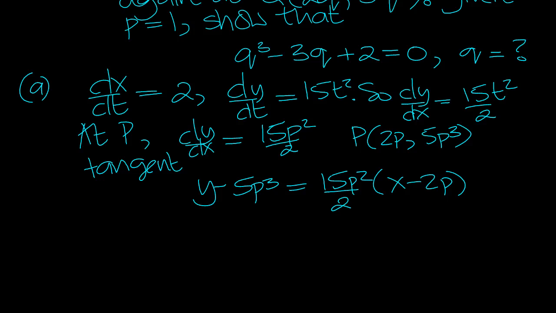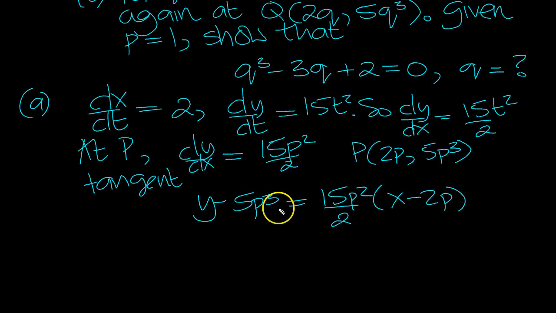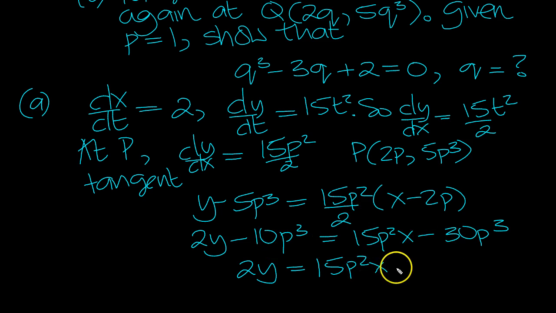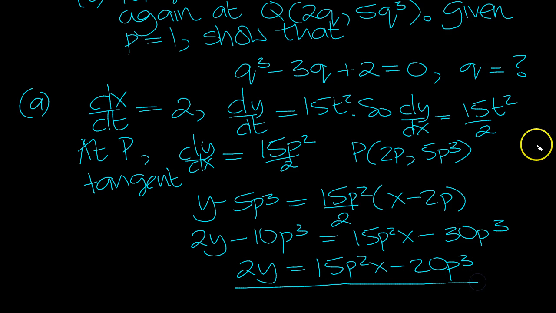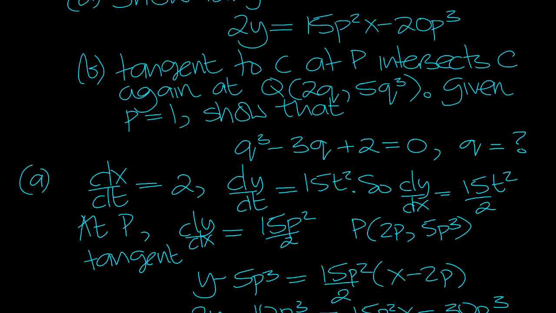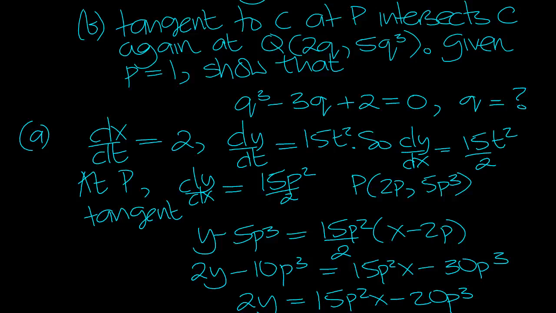So what did we need to show? 2y, so let's just move the 2 up. So we've got 2y minus 10p cubed times that by 2 is 15p squared x minus 30p cubed. So 2y is equal to 15p squared x. Move this 10 over and it'll be minus 20p cubed. So there's the tangent at P. Yep, that's fine. Minus 20, yeah.